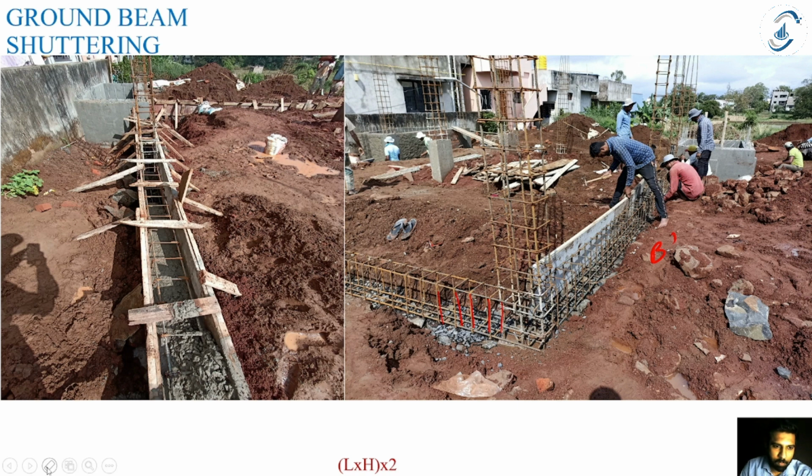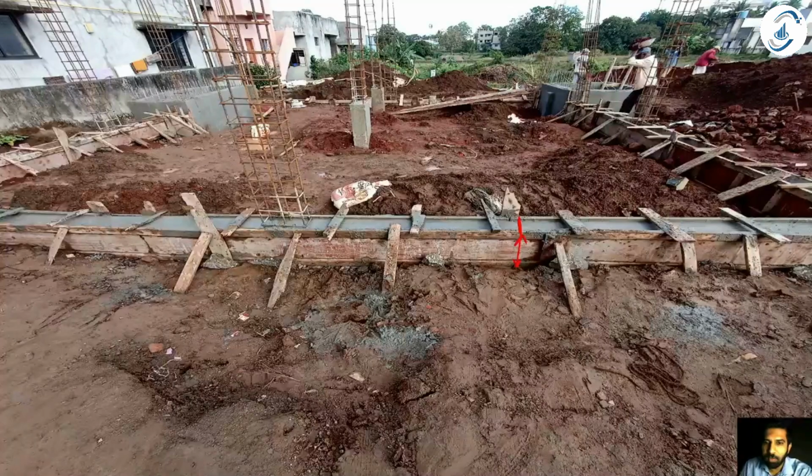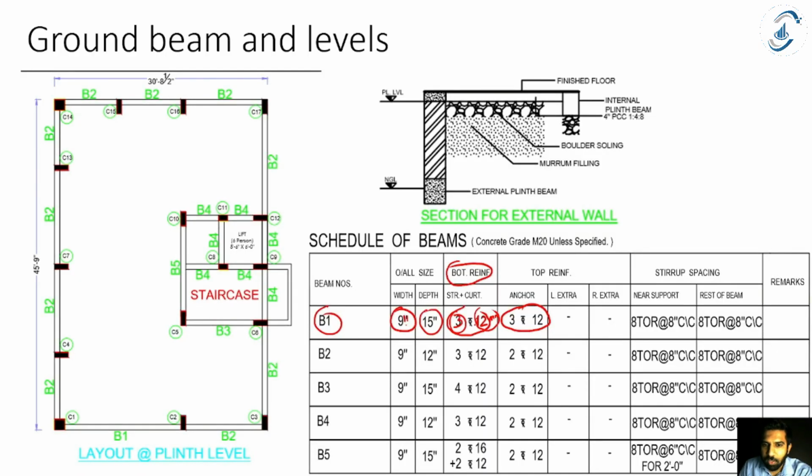So this is 3 number of bars at the bottom. 1, 2 and 3. Let's consider this as B1. And what is the spacing between these bars? We don't have the spacing here, it is just mentioned. It is 3 bars, so you have to place 3 bars evenly.